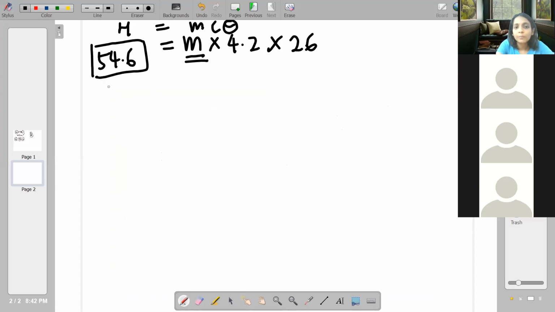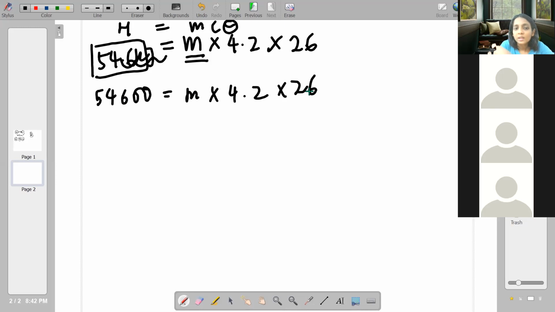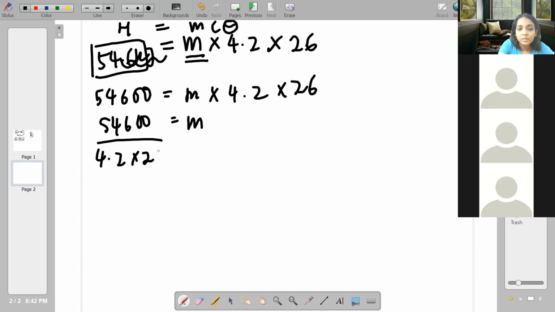Here, it's kilojoule. It cannot be in kilojoule. Teacher must change to joule. So what Karthik said was correct. 54,600 is equals to m times 4.2 times 26. Teacher wants to find m. So 54,600 divided by 4.2 times 26.